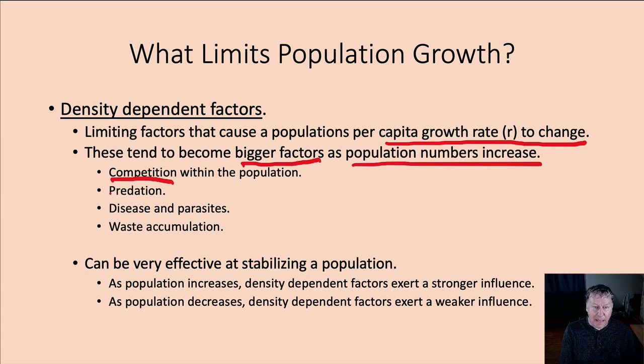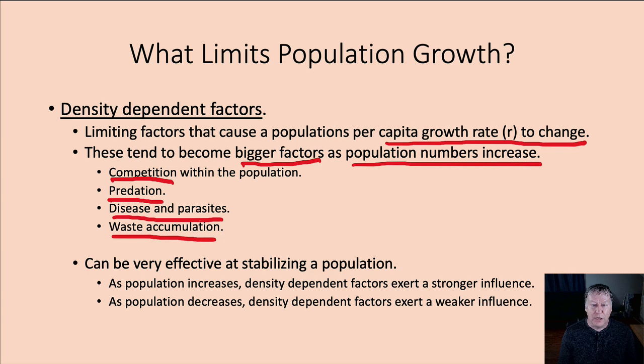Predation. As you add more and more predators, it becomes a bigger factor on the prey species. Disease and parasites. Most diseases and parasites spread more easily when there are many individuals around than when there are only a few. Waste accumulation. If I'm developing trash and stuff, I can just throw it outside if I'm the only person living in a 100-mile area, and I probably won't notice very much. On the other hand, if I'm in the middle of Chicago and everyone's doing that, we're going to get a lot more waste developing, and that will become a bigger and bigger issue and will likely influence health.